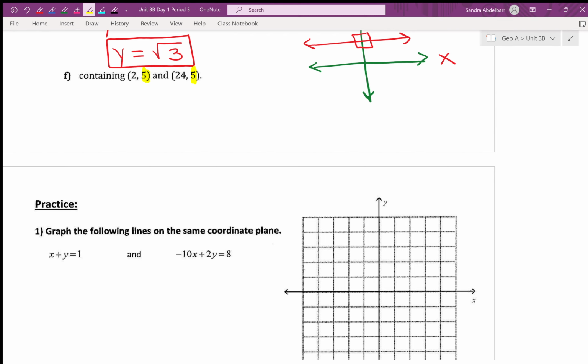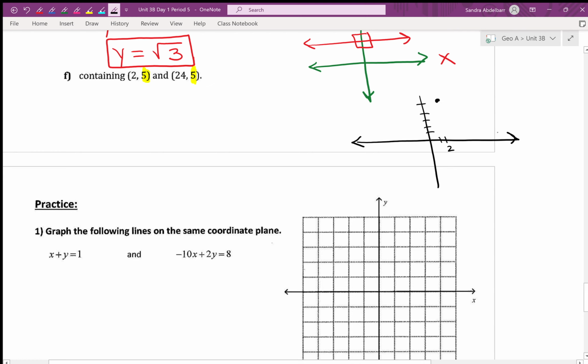Very good. If we do not know that it's going to be a horizontal line, can we come to the conclusion at least that it's going to be a special kind of line, either horizontal or vertical? And how would we know? You can sketch it. If you don't know what kind of line it's going to be, you can sketch it. So we have 2, 5. So let's say this is 2, and then 24 would be all the way down, right? All the way down the number line, I'll put it there. So 24, 5. If we connect these two, isn't that a horizontal line?